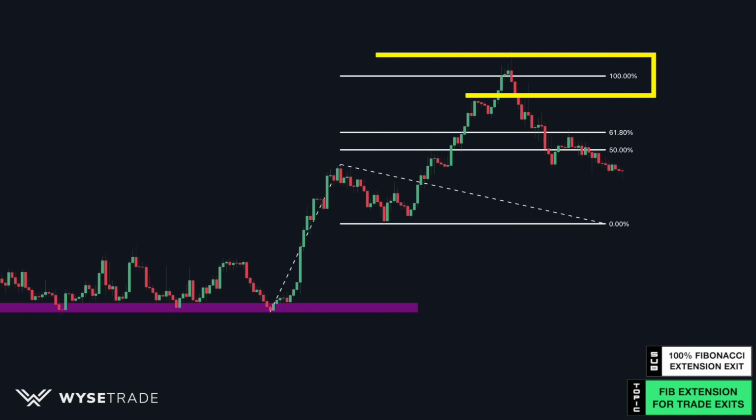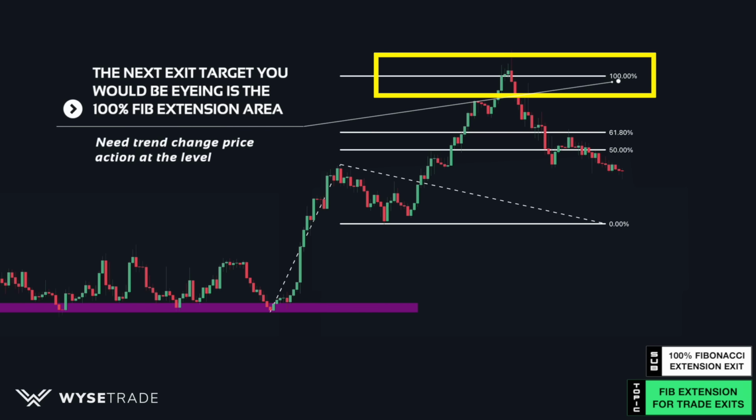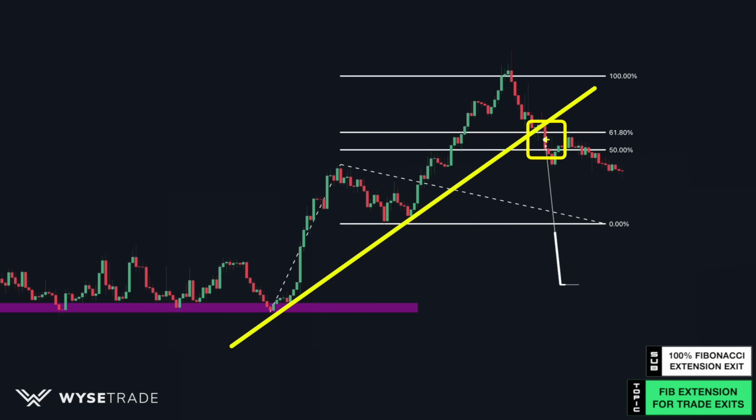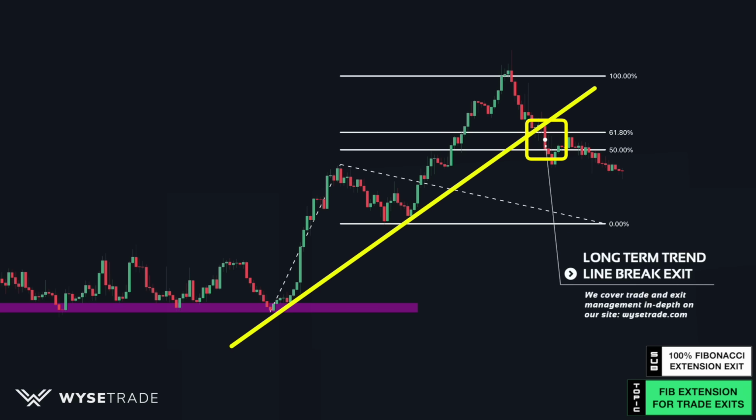Then the next level you would be eyeing for a possible exit is the 100% Fibonacci extension level here. Again, you need trend change price action once price reaches the 100% Fib level, which you had through two possible exit points. Short-term trend line here, and once you had the break, look to exit and manage your position. Or long-term trend line here, and once you had the break, look to exit and manage your position.